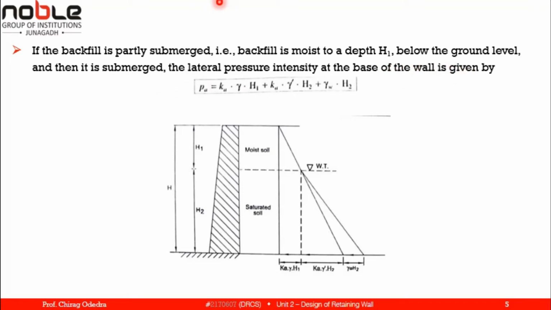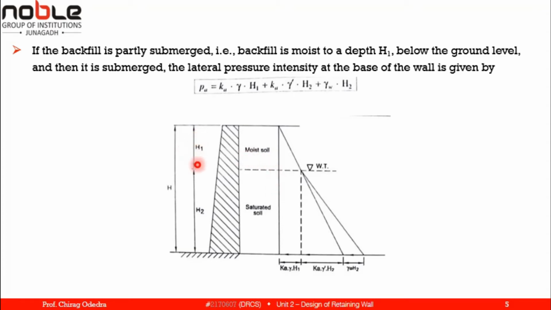And this case is a mixture of both the first two possibilities. In the first case, there will be a moist soil, and in another case there will be a submerged soil. So in this possibility, they are trying to say that if the retained earth mass is moist up to depth h1, and then it is submerged, that is fully saturated. So we have to mix those two cases, and we will make an equation.